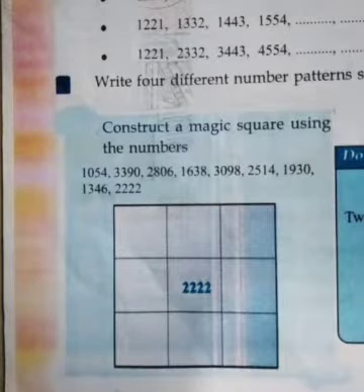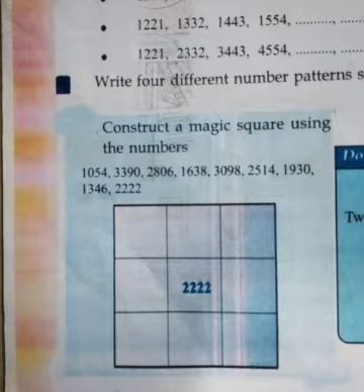Okay, listen to the next question. Construct a magic square using the numbers. Look here, we can see a square with 3 columns and 3 rows. One number is given in that square. Which number? 2222, the middle number. We want to complete this magic square by filling these boxes using the above numbers.